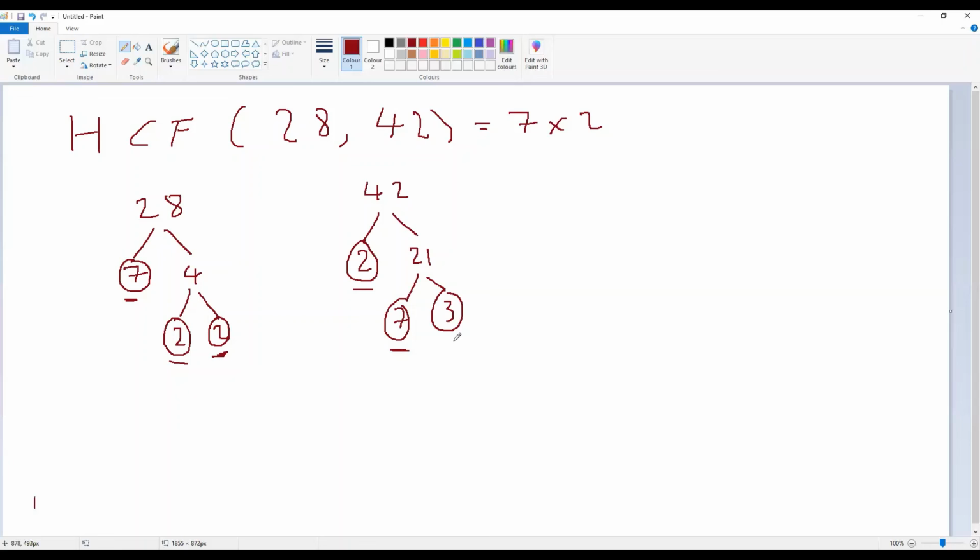Let's go to the other tree. Can we match this 3 with anything there? No, we can't. So we stop there. So the expression of our highest common factor for 28 and 42 is 7 times 2, which is 14. So the highest common factor of 28 and 42 is 14.